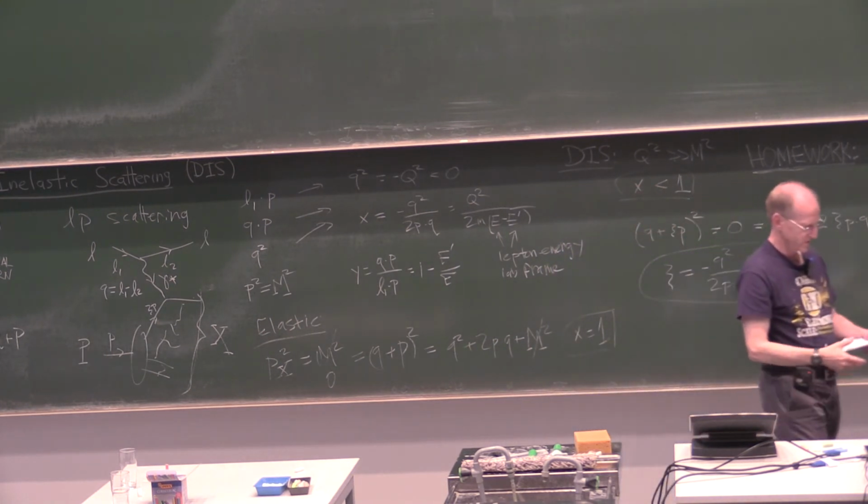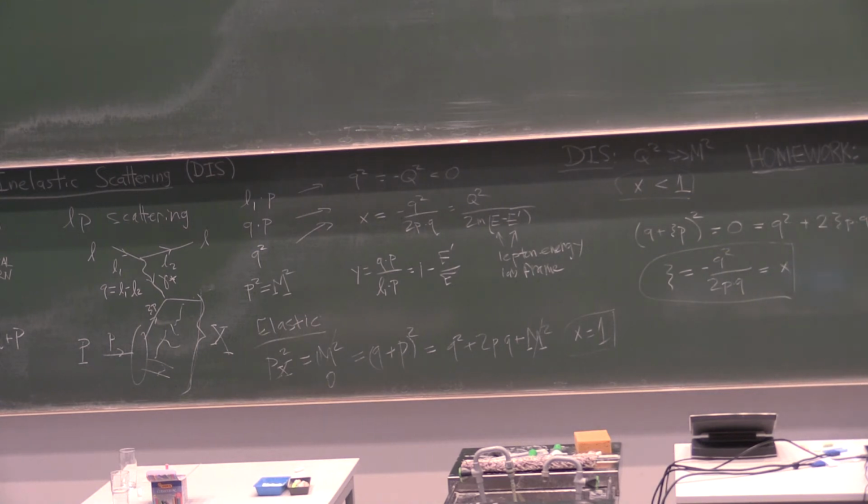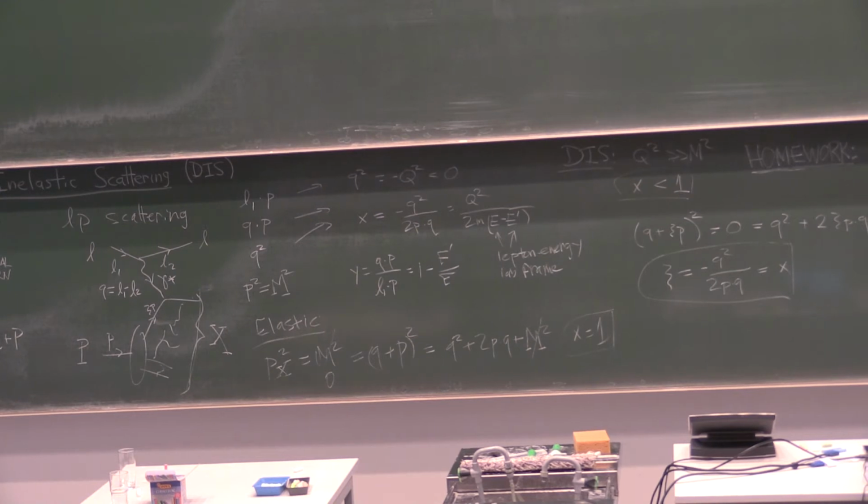Okay, so that tells us that x can be interpreted to first order in QCD as a distribution function of hard stuff inside the proton, up to some factors of electric charge and stuff we'll get to later. Any other questions?